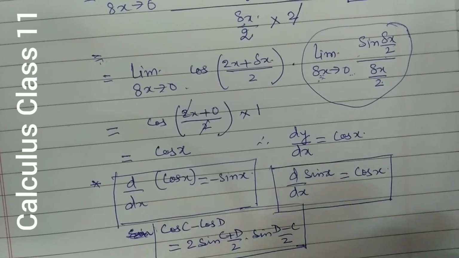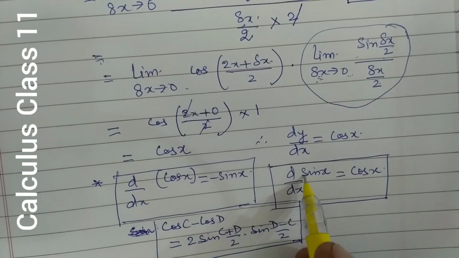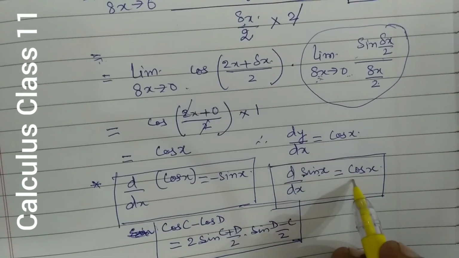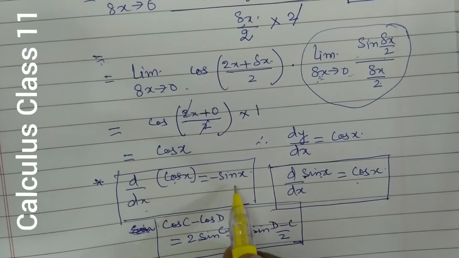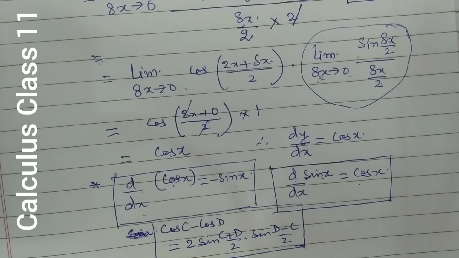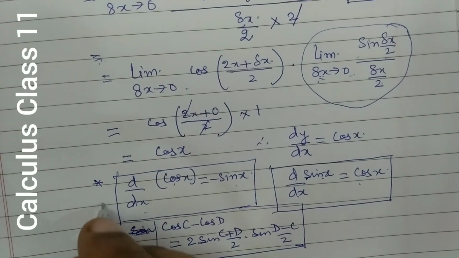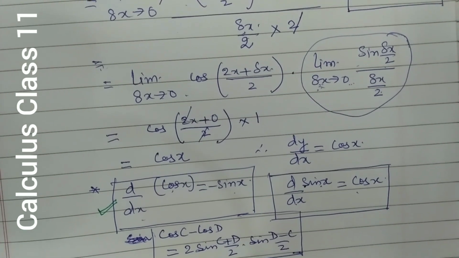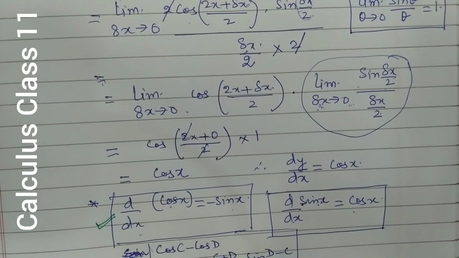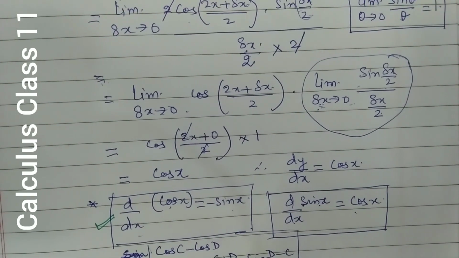So I hope you will understand. Differentiation of sin x with respect to x is equal to cos x, and differentiation of cos x with respect to x is equal to minus sin x. It is your task, so you can do it on your own. If you do the whole method, you will understand calculus very well.